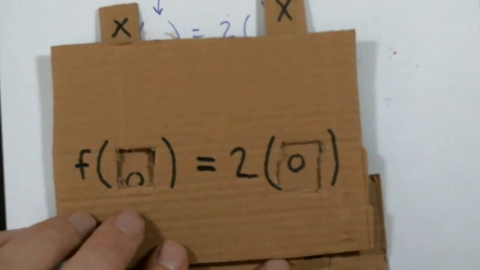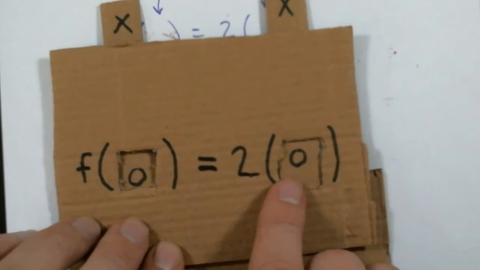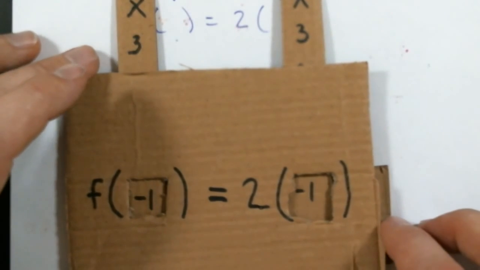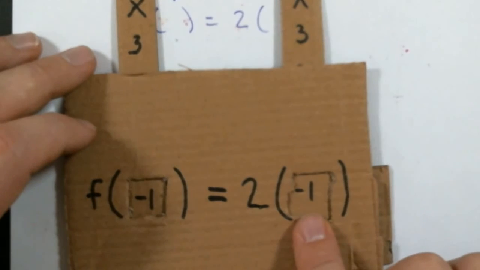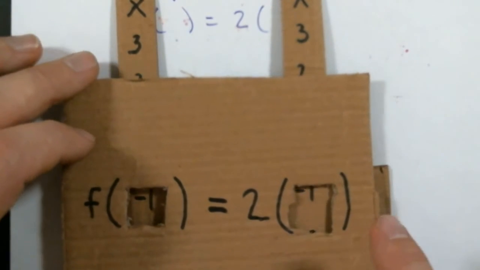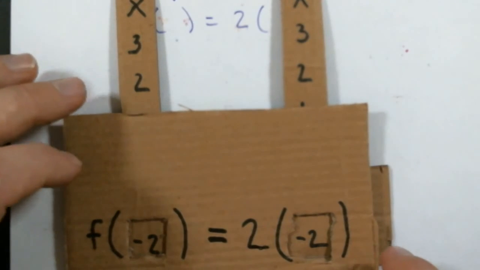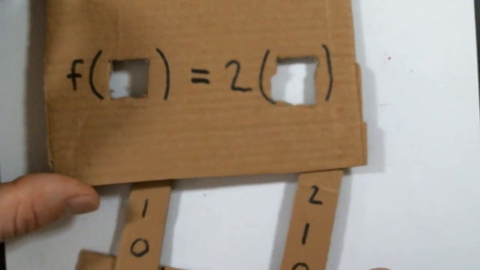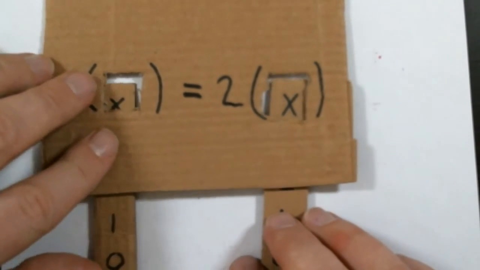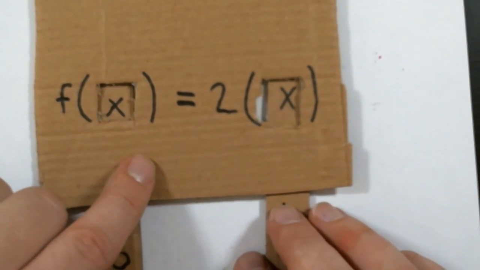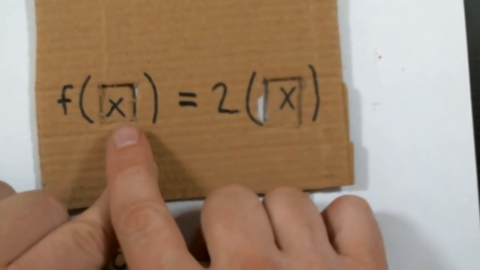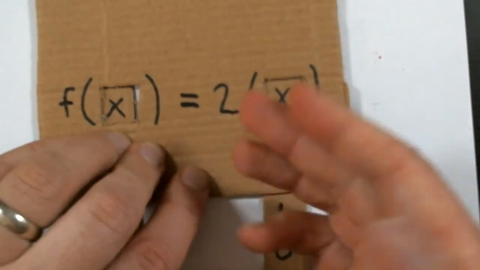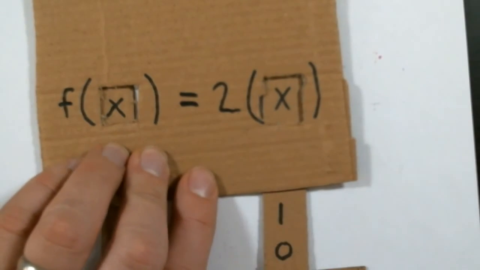What if I wanted to plug in that 0? 0, but make sure that 0 fits in there. 2 times 0 is 0. And then negative 1, negative 1. And then negative 2, negative 2. So all you're doing is plugging in some numbers to get something out of it. And that's our original function, f of x. Remember, f of x equals 2 times x, or 2x. That's your original function, okay?